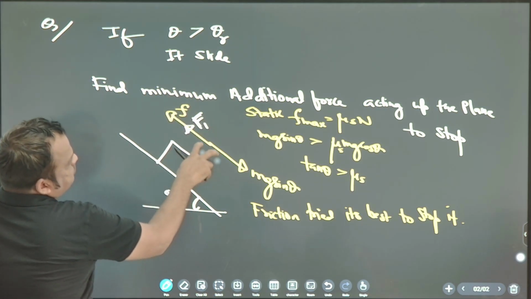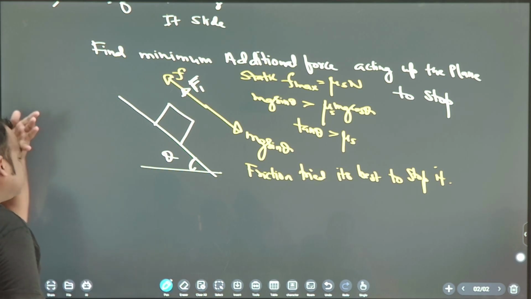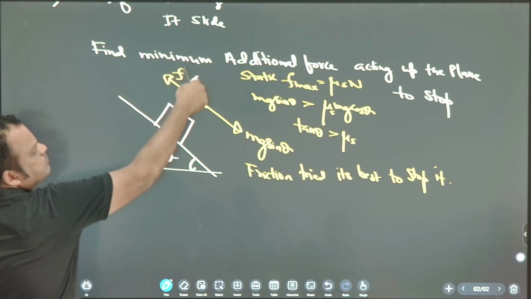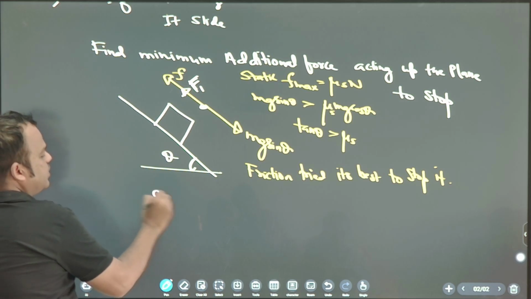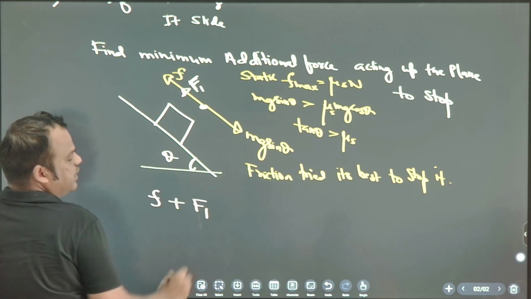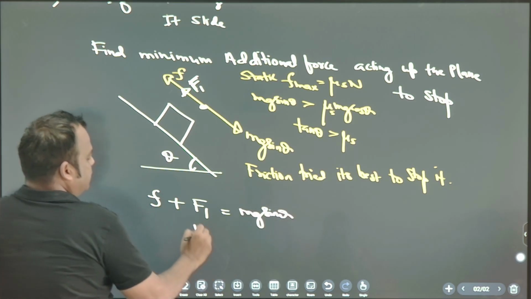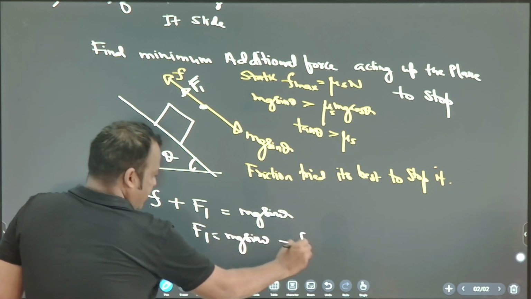So now you tell. Now it is at rest. So what is the relation? It is at rest. So F plus F1 is equal to mg sin theta. So what is F1? F1 is mg sin theta minus F.